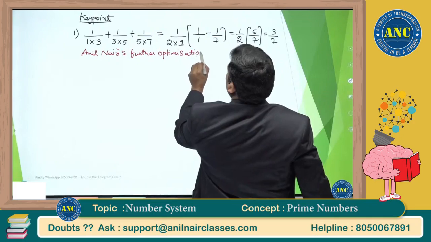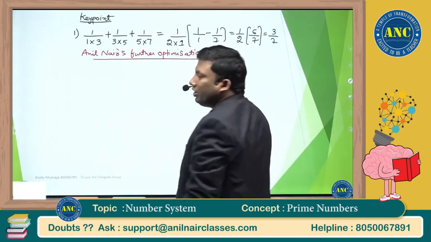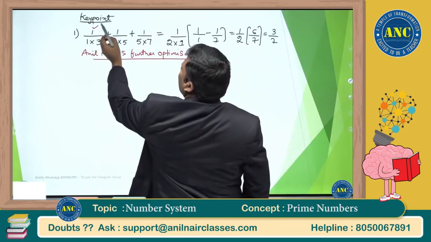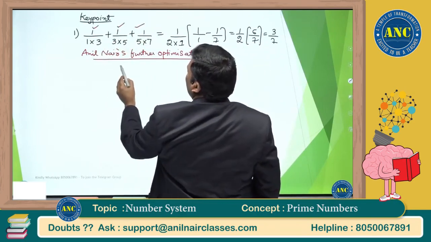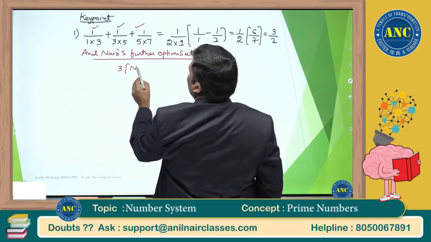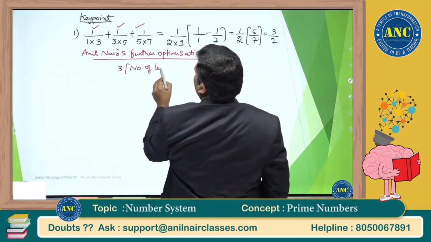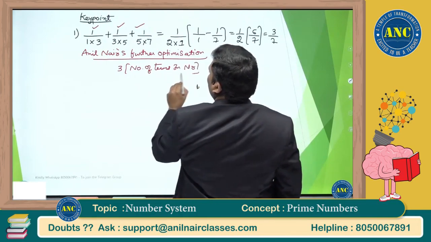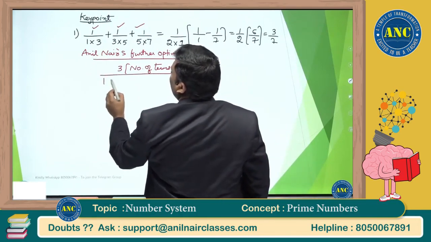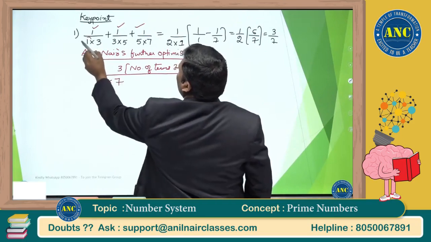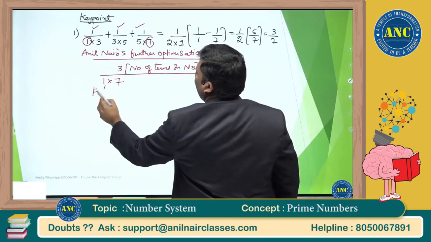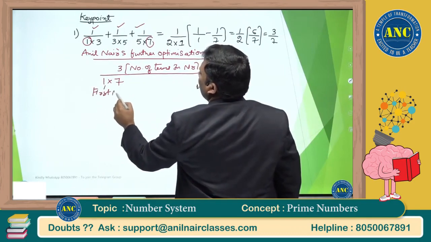What will be the answer? See here, sir. 1 into 3, 3 into 5 and 5 into 7. Totally how many terms are there? 1, 2, 3. Write down number of terms in the numerator. 3 is the number of terms in the numerator. Number of terms in numerator divided by, write down the first numerical value, write down the last numerical value.